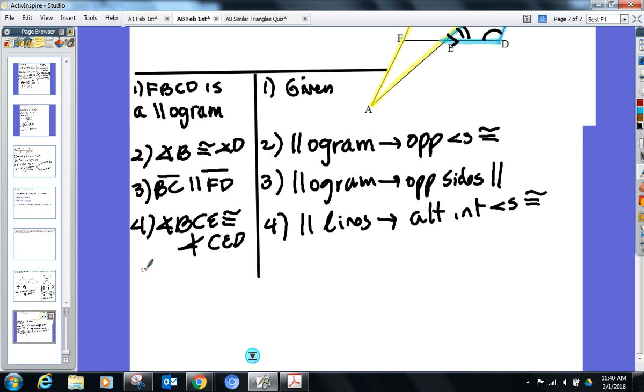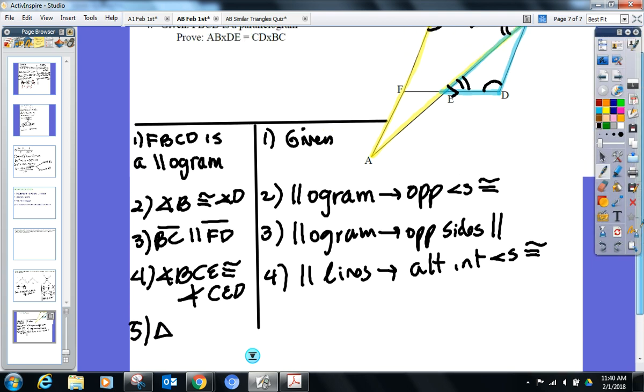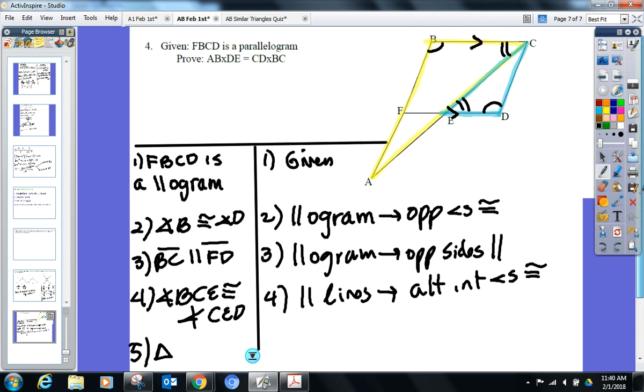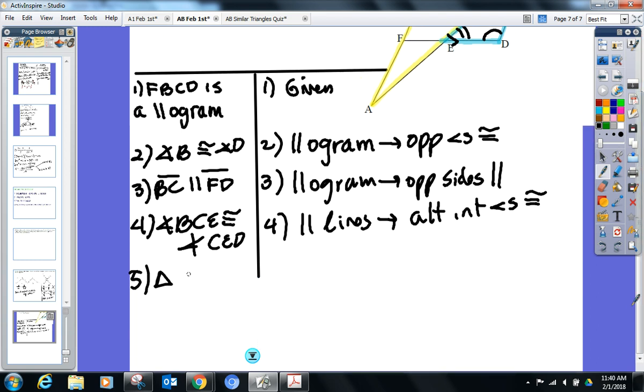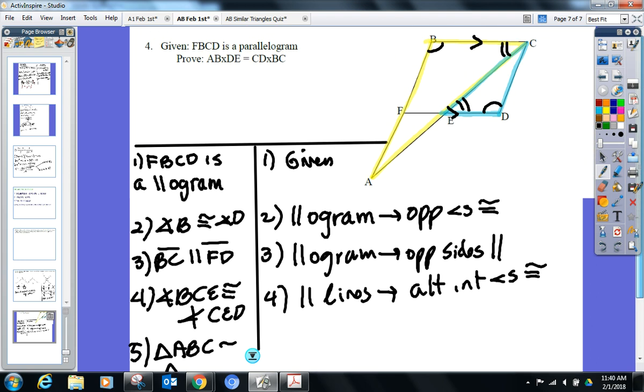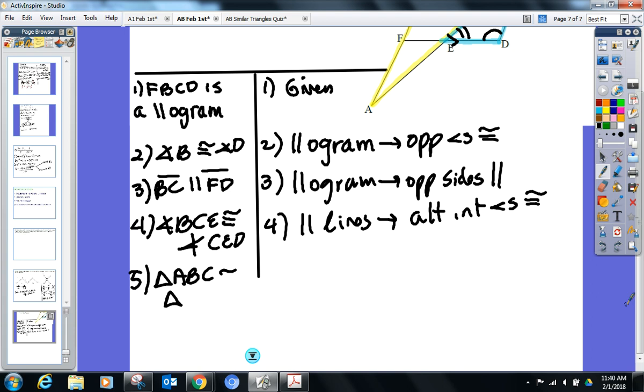All right, now I have two pairs of angles, so I know triangles are similar. What triangle are we on here? ABC? Yep. Triangle ABC. Make sure you write the similar sign. Triangle ABC is similar to triangle CDE by angle, angle. All right, now here's where the fun begins.